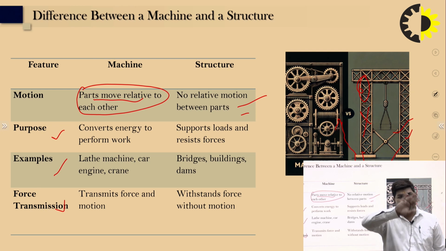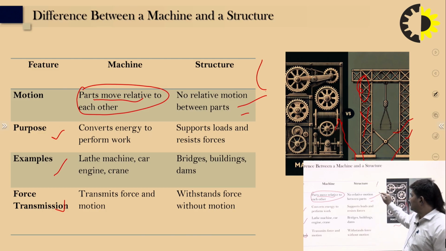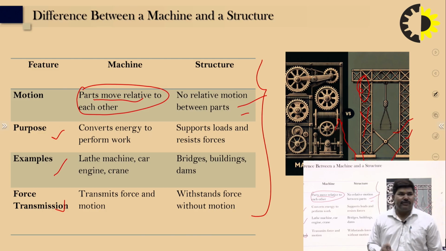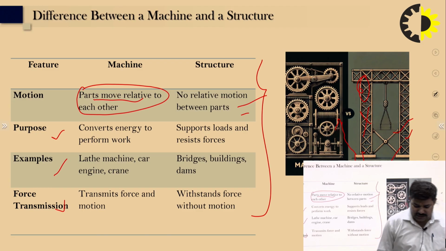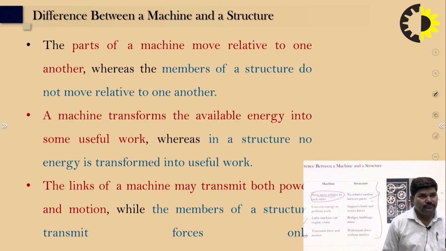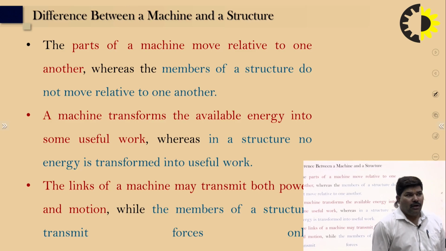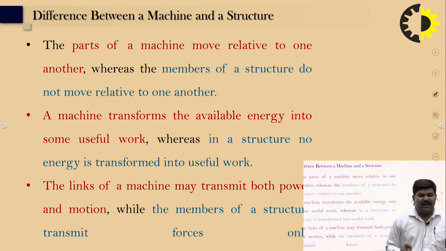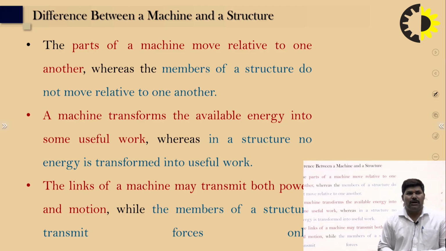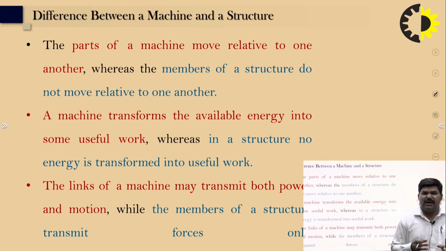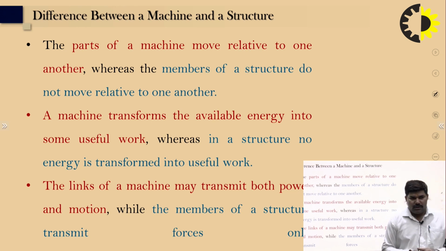So these are the basic differences we can see here. These are the basic differences between the machine and structure. The parts of the machine move relative to one another, whereas the members of a structure do not move relative to one another. The machine transforms the available energy into some useful work, whereas in a structure no energy is transformed into useful work.